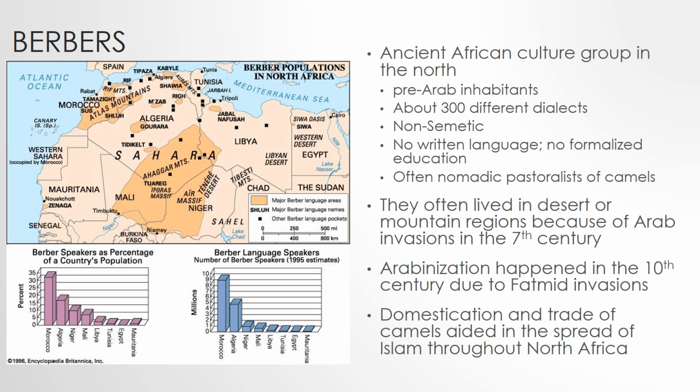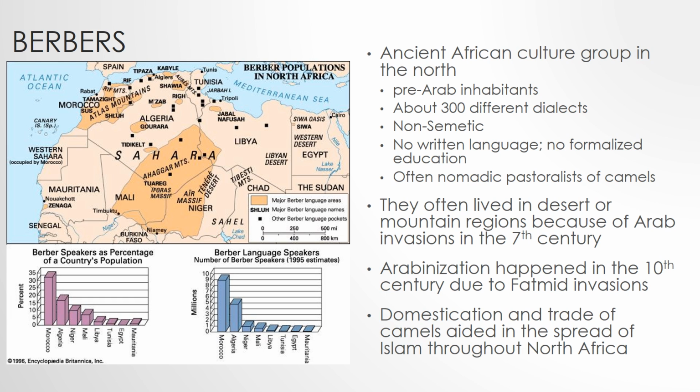They usually hung out in desert or mountain regions because of the Arab invasions. Once the Arabs started to come into North Africa, the Berbers kind of isolated themselves into land that nobody would want. And camels are going to be able to survive in those regions, which obviously makes them what the Berbers use for their product, as well as far as making money and trading.